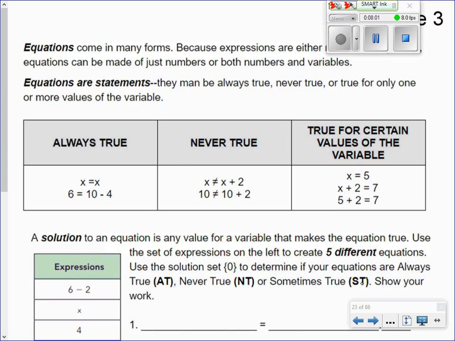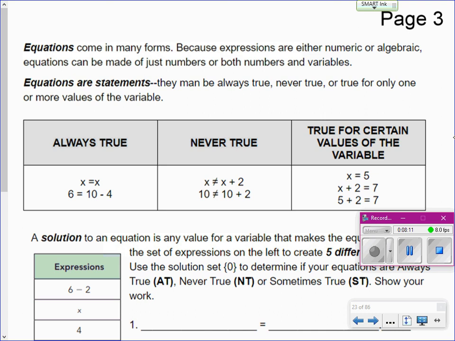Okay? Next page. Now we're going to talk about equations. Equations come in many forms because expressions are either numeric or algebraic. Equations can be made of just numbers or both numbers and variables. Equations are statements. They're like number sentences. They may be always true, never true, or true for only one or more values of the variable. So that just means, if you look here, if they tell you what x is, rather than saying to try any number of values for x, they just say x equals 5. So this statement is true if x is 5 all the time.